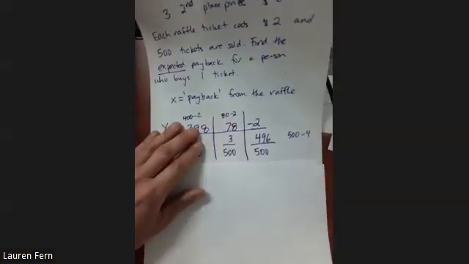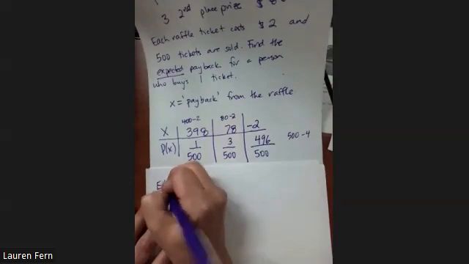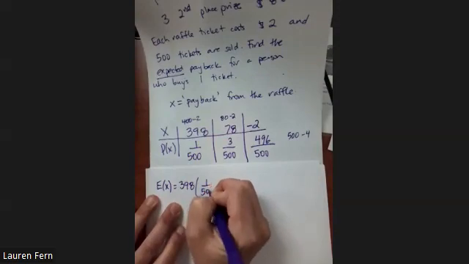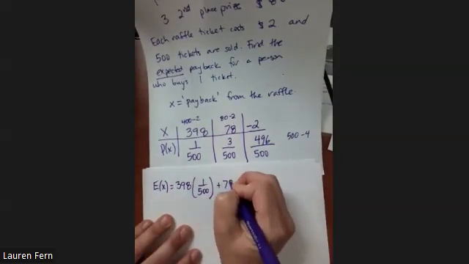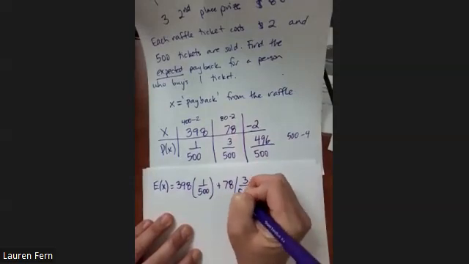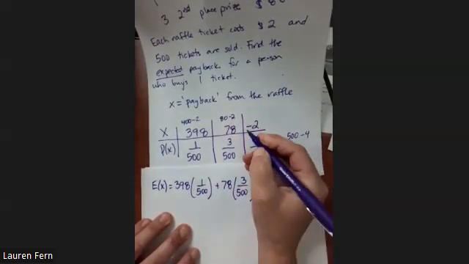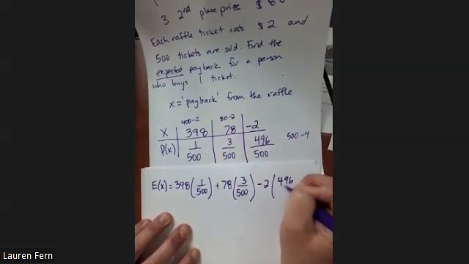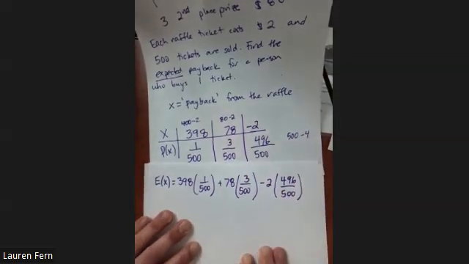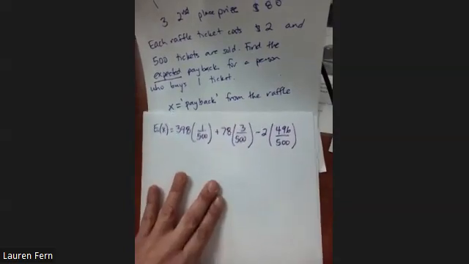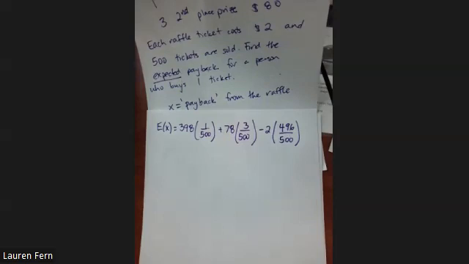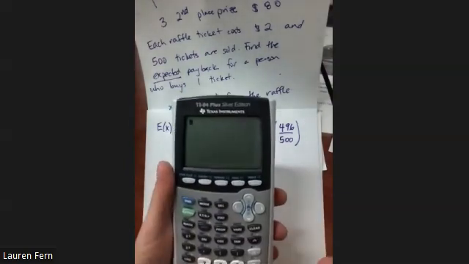So how do we compute the expected value? Well, remember, your expected value is you take your first X value times its probability plus the second X value times its probability. And I could put plus -2, but I'm just going to write -2 times its corresponding probability. And the beautiful thing about this is you can literally plug this straight into your calculator because it knows its order of operations. So check this out.